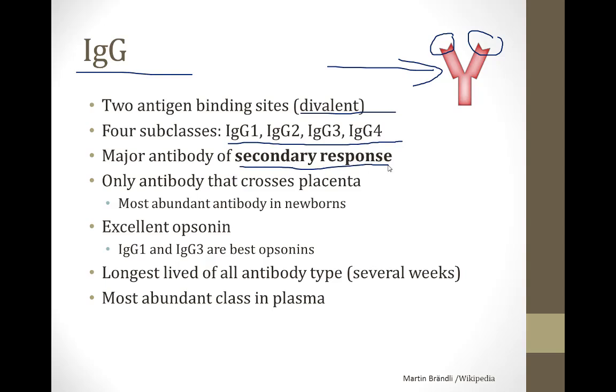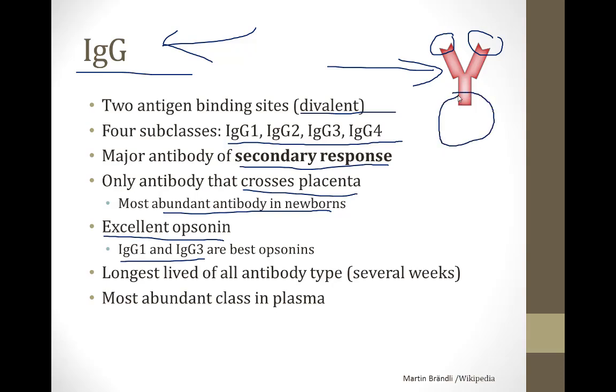When you've been exposed to a bacteria or a virus and you develop memory B cells and then you are re-exposed, the secondary response is rich in IgG antibodies as opposed to the primary response. This is the only antibody that crosses the placenta, and therefore it's the most abundant antibody in newborns. Its greatest feature is that it's an excellent opsonin, especially IgG1 and IgG3. Macrophages can bind to this Fc portion right here very well, and this helps them to identify and consume bacteria.